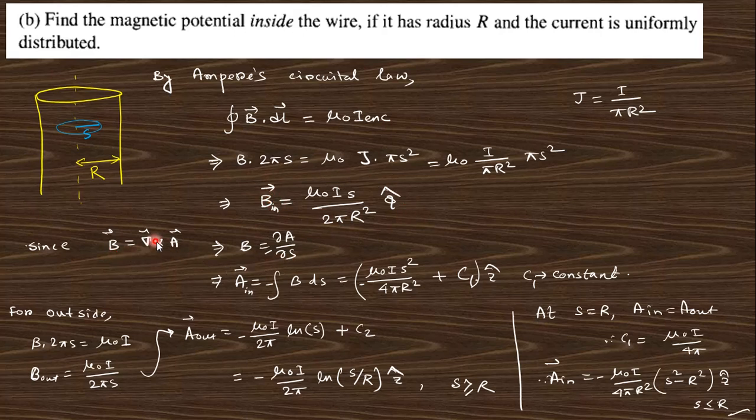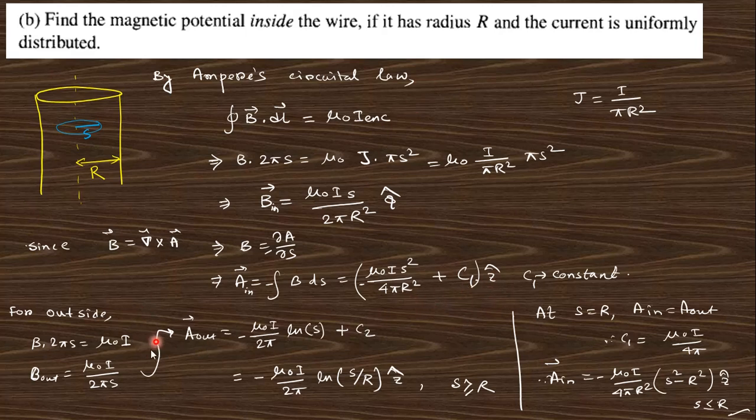Since B equals curl of A, taking this, finally you will get B equal to minus del A del S. For symmetry, A will be minus B into ds in the cylindrical coordinate system. So A inside will be like that. Taking this integration, you will get this integral value.